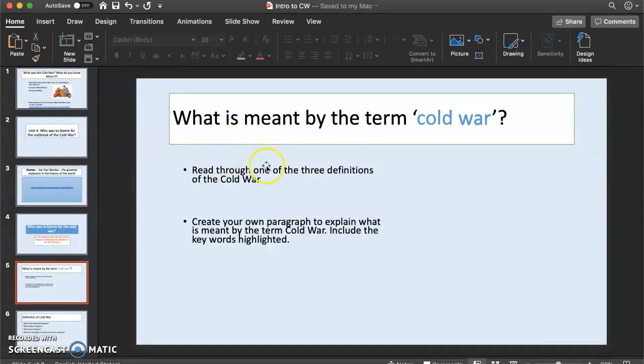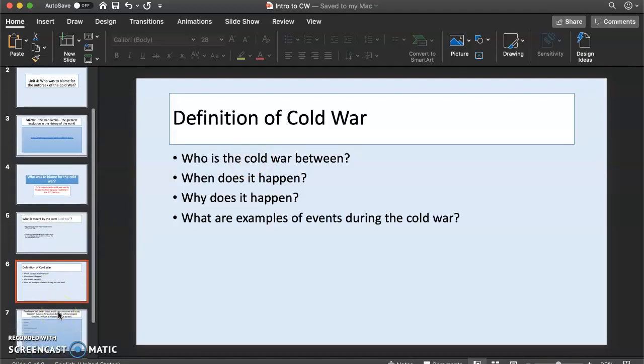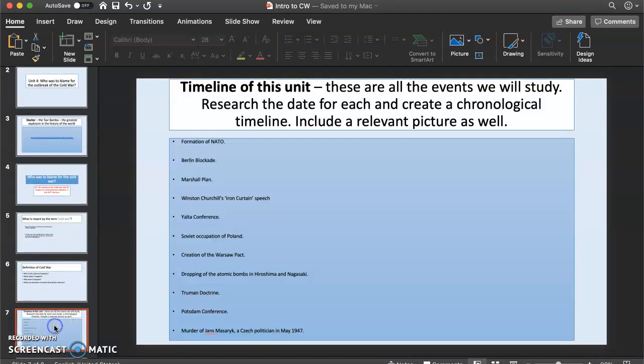So what you're doing there, read through the definitions, highlight key statements, and then I want you to use all the best parts of those three definitions to come up with your own paragraph to explain what is meant by the Cold War. Okay. And what you need to have in your definition is who the Cold War was between, when it happened, why did it take place, and some of the flashpoints of the Cold War, some of the moments where the Cold War was close to getting hot.